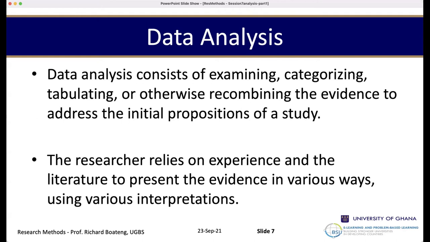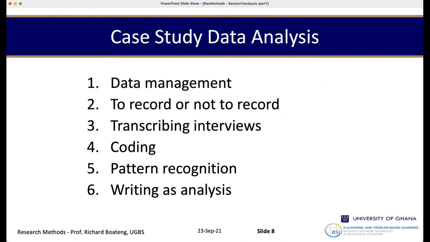So sometimes we have, maybe, leadership. We are studying transactional leadership. We are saying that transactional leadership is influenced by culture. So you're collecting data on culture, data on transactional leadership, and then to see whether there's a relationship in which transactional leadership is influenced by culture. So the researcher relies on experience and literature to present the evidence in various ways, using various interpretations. And one of the interpretations is with the theoretical framework or the research framework that you have. It will guide you in structuring the data that you're collecting.